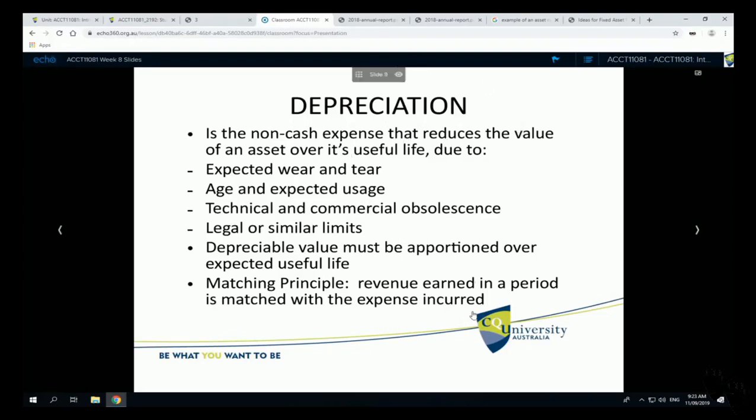And there's another typo, sorry about that. I saw all these this morning and I thought this is terrible. So it should be no apostrophe. So it's reducing the value of an asset over the asset's useful life.